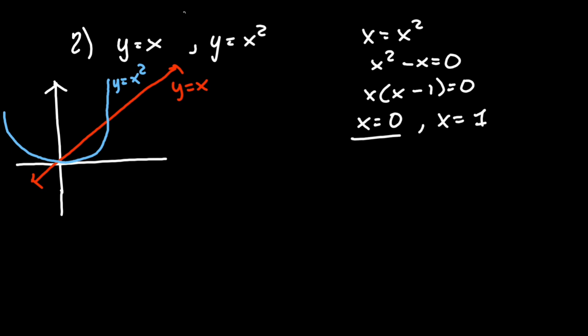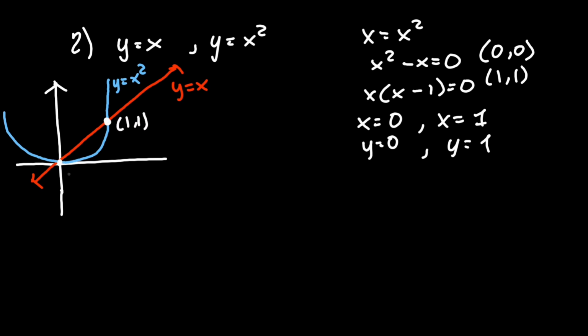If x is 0, substitute either of this. Y would be equal to 0. And if x is 1, y here would be equal to 1. And so the points of intersection would be 0, 0 and 1, 1. So this point right here would be equal to 1 and 1. And in this point, it would be 0, 0.